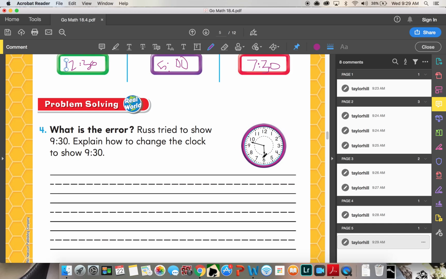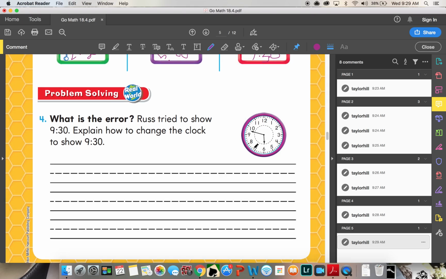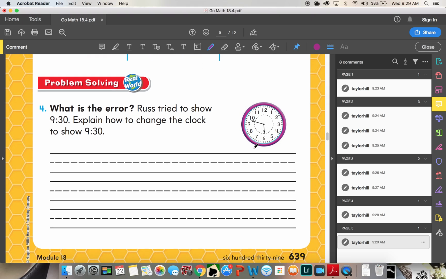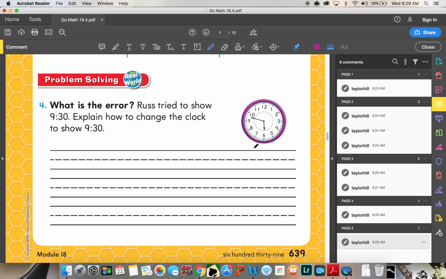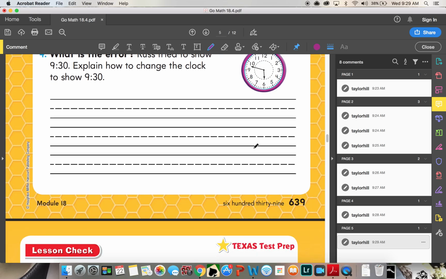All right, Russ tried to show 9:30. Explain how to change the clock to 9:30. All right, so he has the hour hand at 6 and the minute hand in between the 9 and the 10. What he really needs is the hour hand to be pointing at the 9 and the minute hand to be pointing at the 6. So in order to write your explanation, you need to write down that Russ needs to change the hands of the clock. He confused the minute hand and the hour hand, and the hour hand needs to be pointing between the 9 and the 10, and the minute hand needs to be pointing at the 6, which means 30.